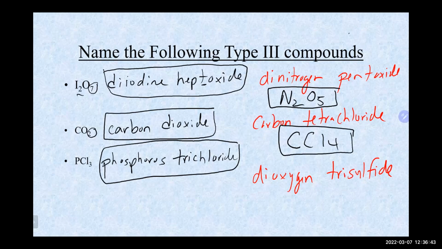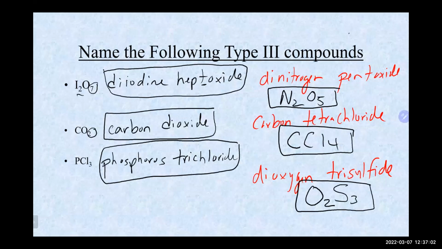Lastly, we see dioxygen and trisulfide. So the di is 2, oxygen is O, tri is 3, and sulfide is S. So O2S3. Any questions on type 3? Personally, I think that it is really the easiest out of all the naming, but it is unfortunately the thing that people screw up the most on. They really do screw up on these for some reason. They want to put Roman numerals and all kinds of other things going on. Any questions on that?